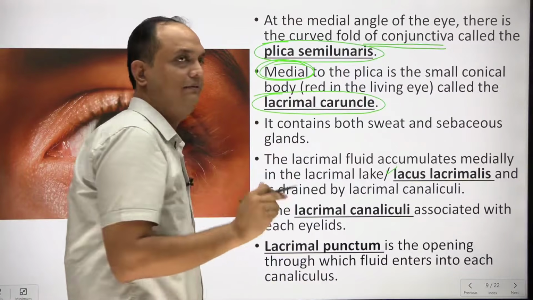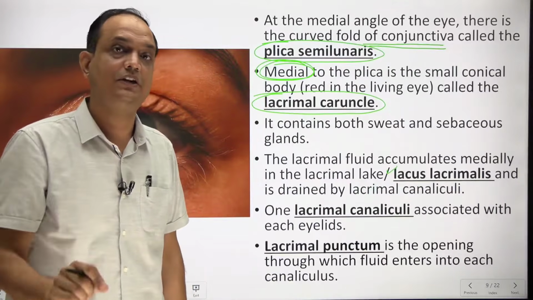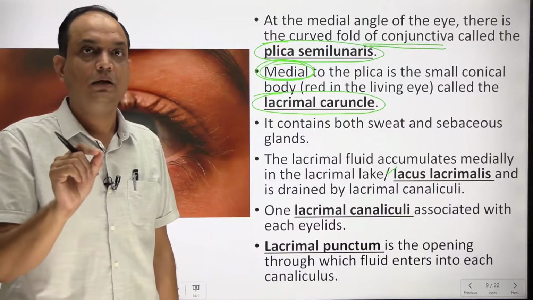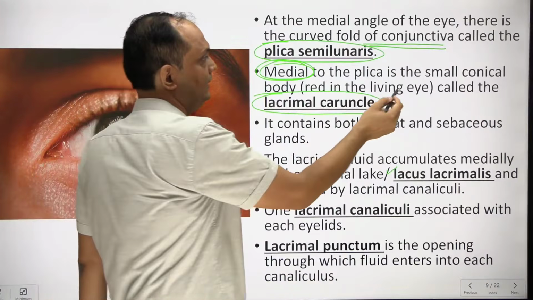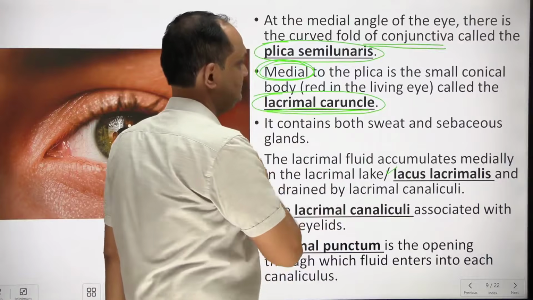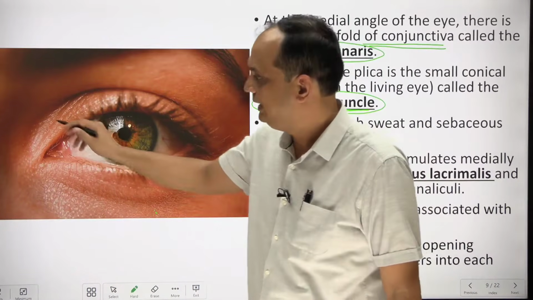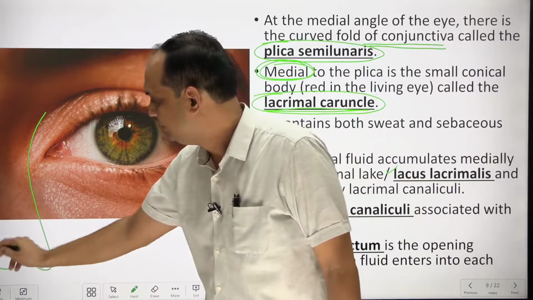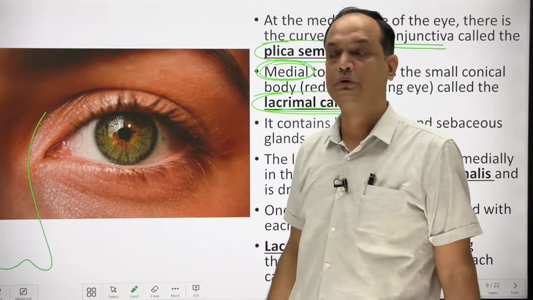ठीक है, not laterally, near the medial angle of the eye, and medial to this plica semilunaris, you have a red color conical elevation which you can appreciate in front of your mirror. If you will see this on the medial side, that red color conical projection is known as lacrimal caruncle. So in this beautiful eye, you can appreciate this is the nose area. So this is the medial side. Now here you can appreciate these both things.